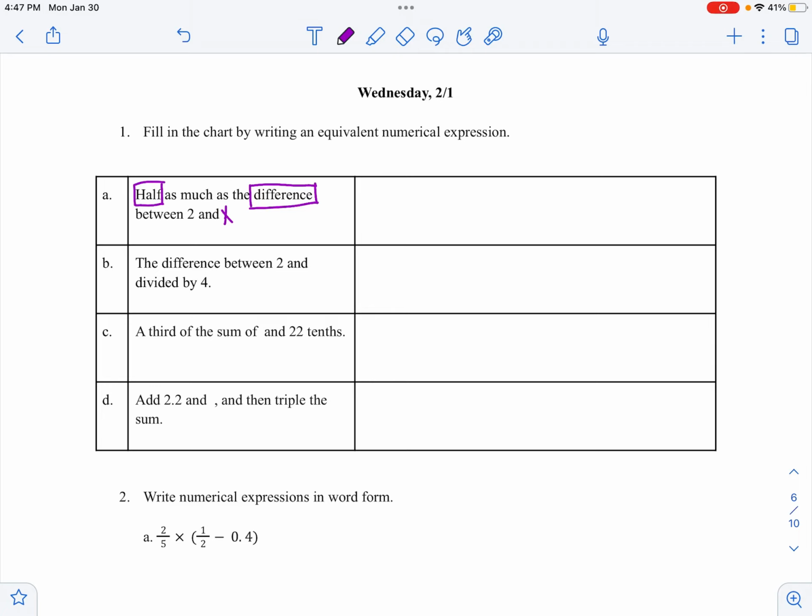Now, if I have half as much of the difference between 2 and X, I know that I need the difference of 2 and X. Difference, of course, means subtraction. I knew right away to put my subtraction in parentheses because I know that I want to end up with the difference, so actually having subtracted 2 and X. And so after I've subtracted 2 and X, I know that that needs to be halved, which means that it needs to be divided by 2. And we learned this week that we can also write that as 2 minus X over 2.